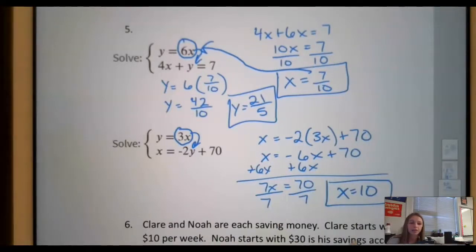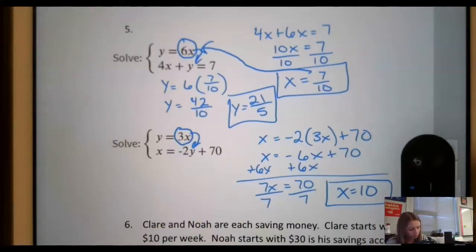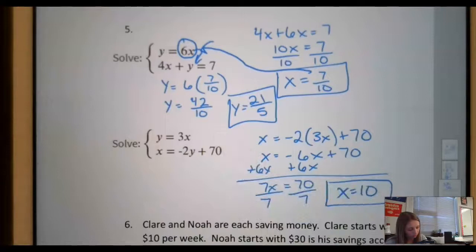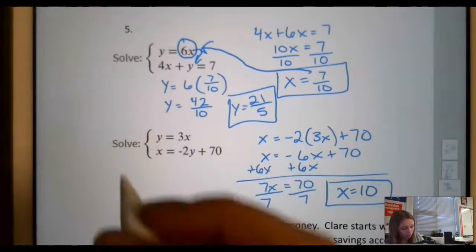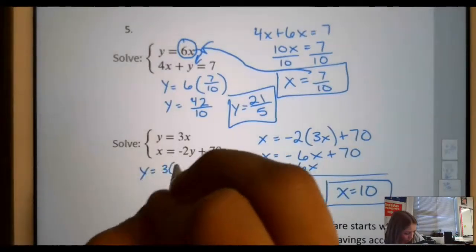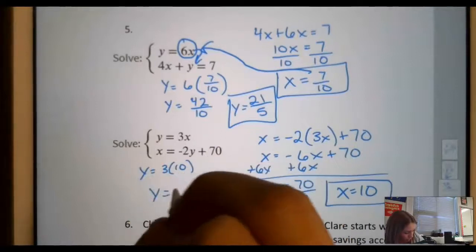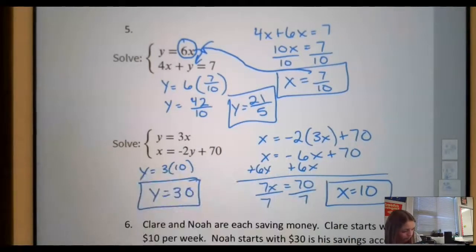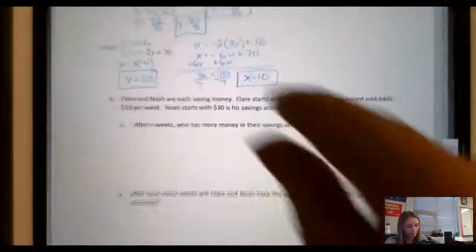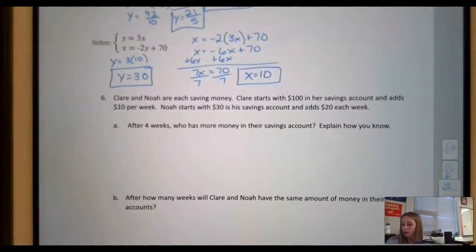Well, now we get to plug that 10 in for x in one of these equations. I'm going to plug it in to the first one because less work. So y equals 3 times 10. So y equals 30. Not too bad.